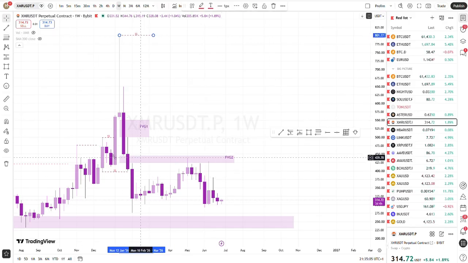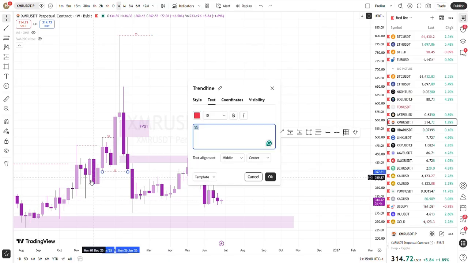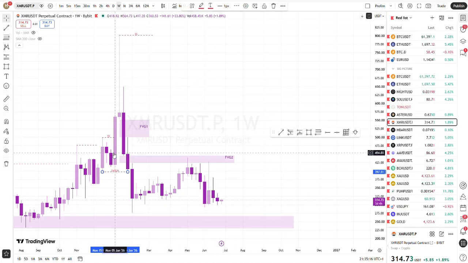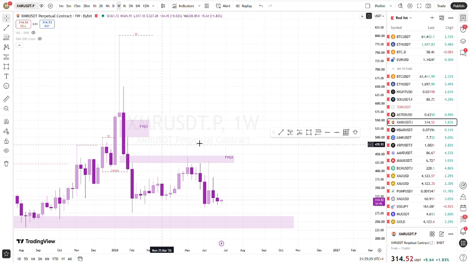However, if you also look at this, what you have here can also be referred to as a change of character. This was a change of character because for the first time, we're seeing price going back down below the low of a particular swing, right? So automatically, what we have is this: price took liquidity at this point and then went back into the FVG2. From FVG2, it now continued to the downside.